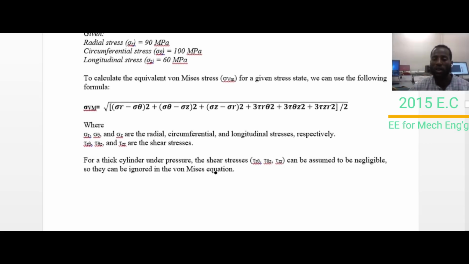And for a thick cylinder under pressure, the shear stress can be assumed to be negligible, so it can be ignored in the von Mises equation. So we can ignore this shear stress part because, in a thick cylinder under pressure, these shear stresses are considered negligible.